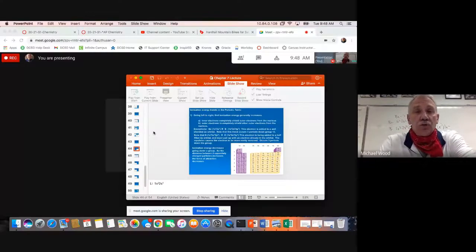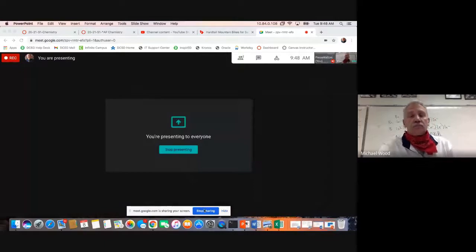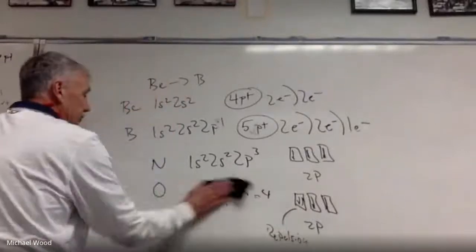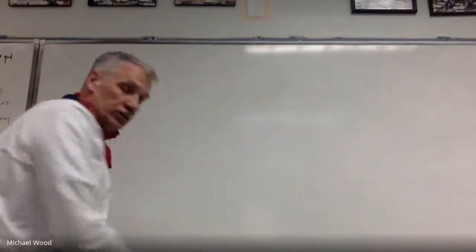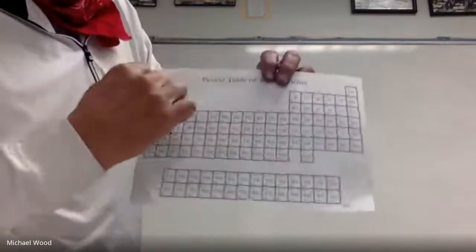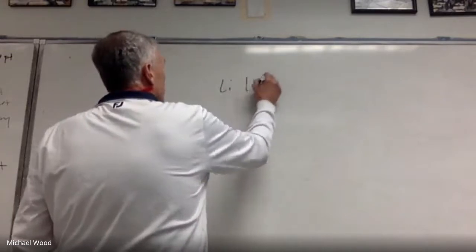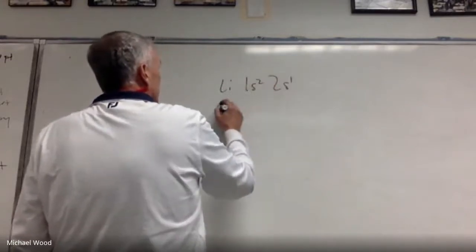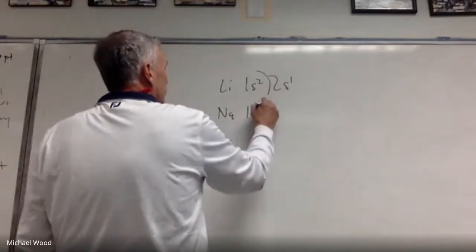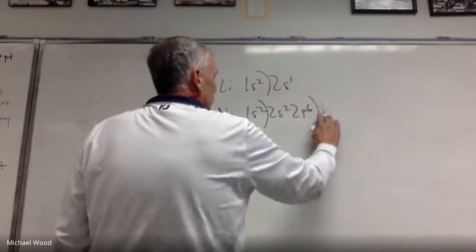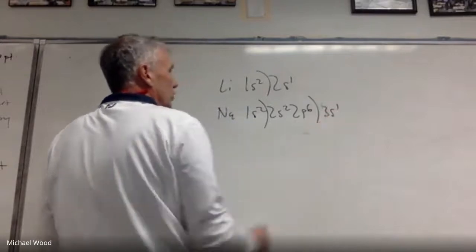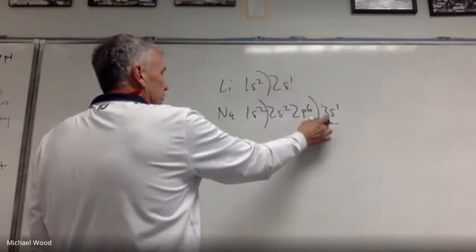So what I'm saying here is as we go down a group. So again, we were talking across a row, but now we're going down a group. If I compare lithium, which is 1s2, 2s1, to sodium, I have 1s2, 2s2, 2p6, 3s1. Well, this is going to be easier to remove than this because it is further from the nucleus.